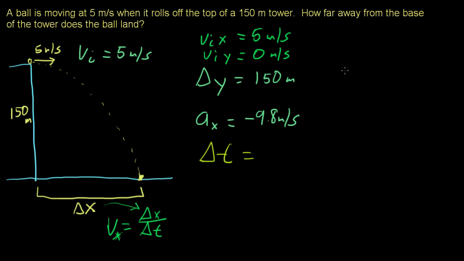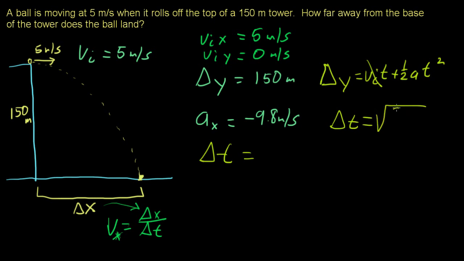So if you recall, we've got an equation for this. Delta y equals vi t plus 1/2 a t squared. Since vi is 0, that term drops out. So we can rearrange and solve this for t, so we're going to get delta t, I should have put a delta, equals the square root of 2 delta y over a.